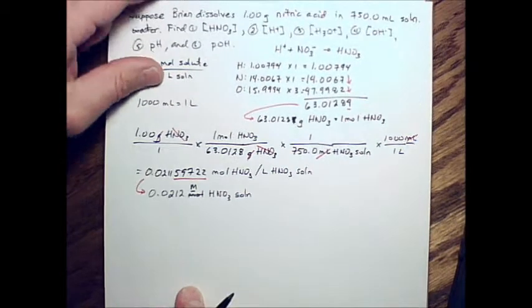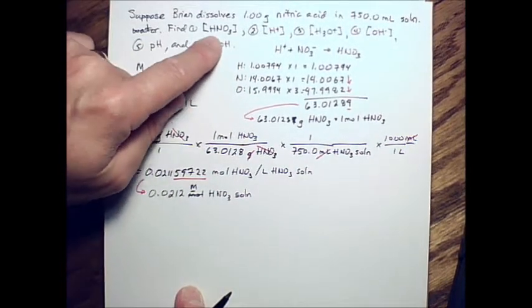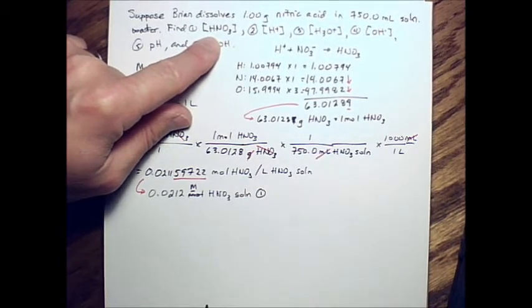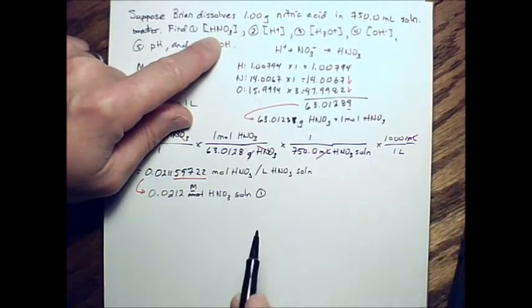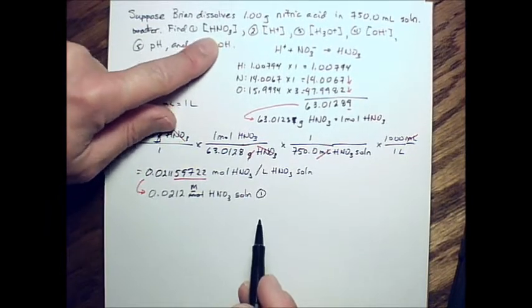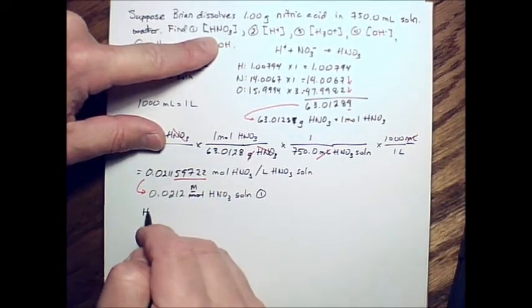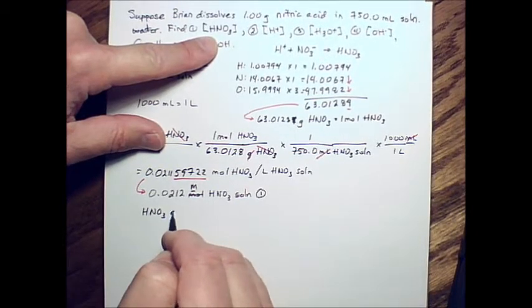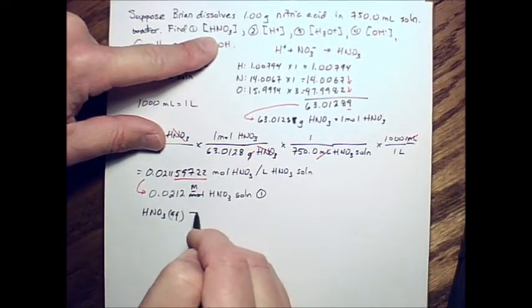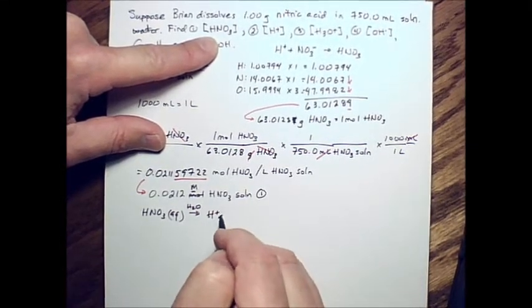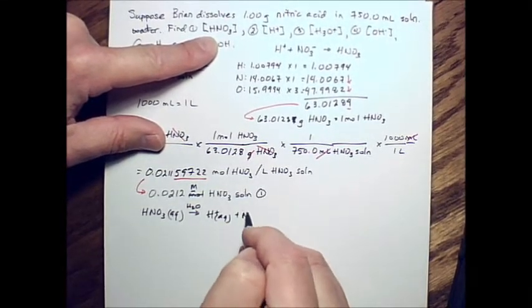Okay, the problem up here asks for the concentration of HNO3. That's what we have. So that's number 1 right there. What about the hydrogen ion concentration? Well, using the Arrhenius theory of acids and bases, for every one of these, I'm going to dissolve it in water. Well, it's in water, but we get H plus and NO3 negative.